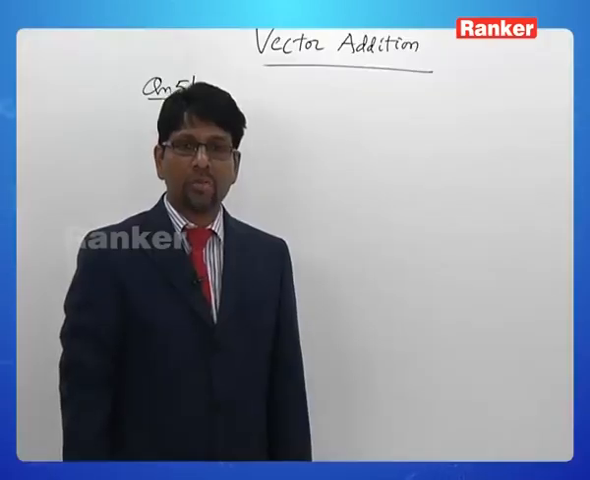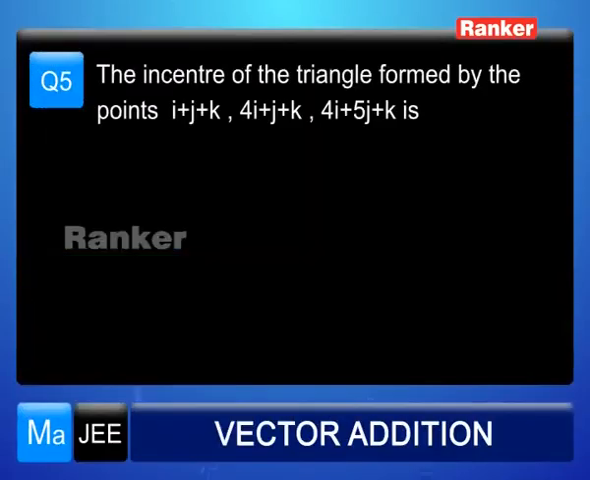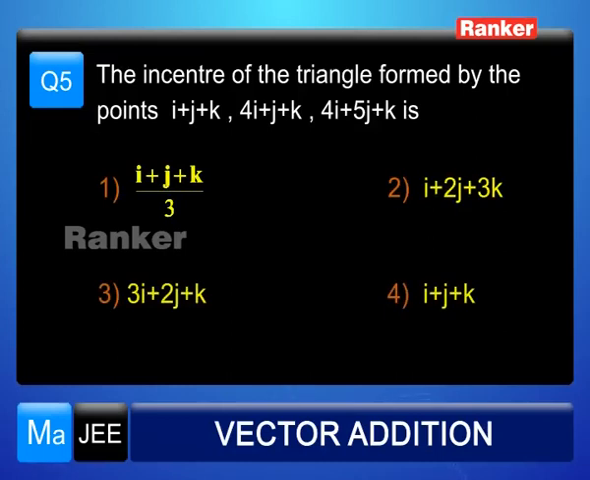So let us move on to the next question, question number 5. The incenter of the triangle formed by the points i plus j plus k, 4i plus j plus k and 4i plus 5j plus k is: first option i plus j plus k by 3, second option i plus 2j plus 3k, third option 3i plus 2j plus k, and fourth option i plus j plus k.